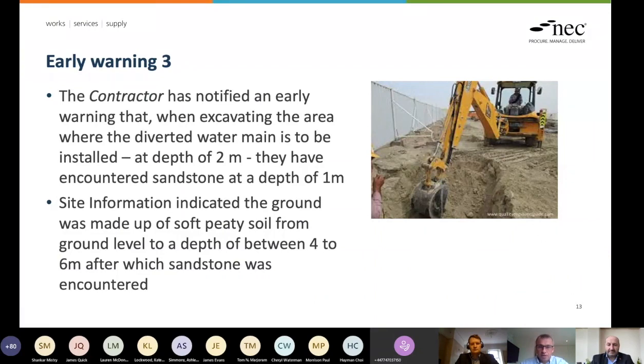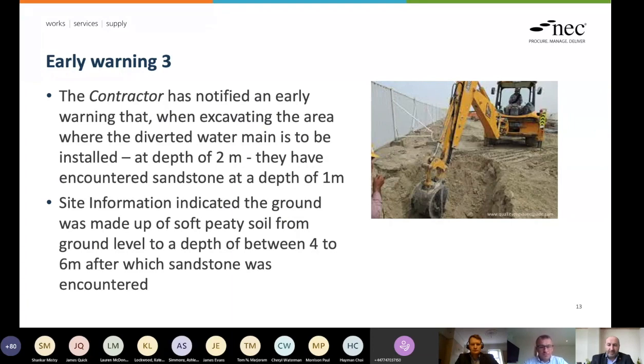Okay. So a little bit more detail. The contractor has notified this early warning. When excavating the area where the diverted water main is to be installed at a depth of 2 meters, we've encountered sandstone at a depth of 1 meter. This was different to the site information that said we should get 4 to 6 meters of soft soil before hitting the sandstone. So we've hit sandstone at a much shallower level than we first thought. As I said, the site information said soft peaty soil from between 4 and 6. So this is the basis of the early warning, and this is the discussion we're about to have.